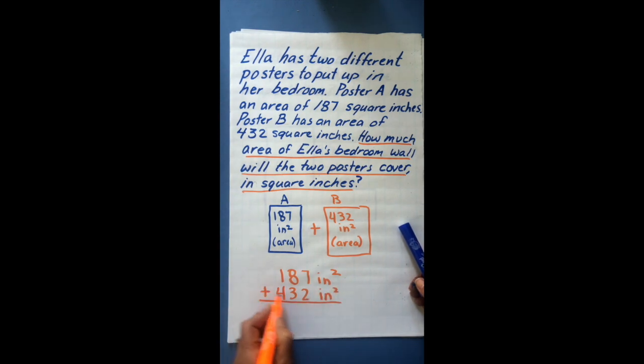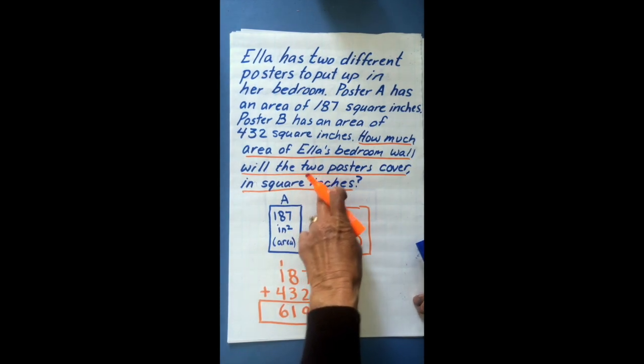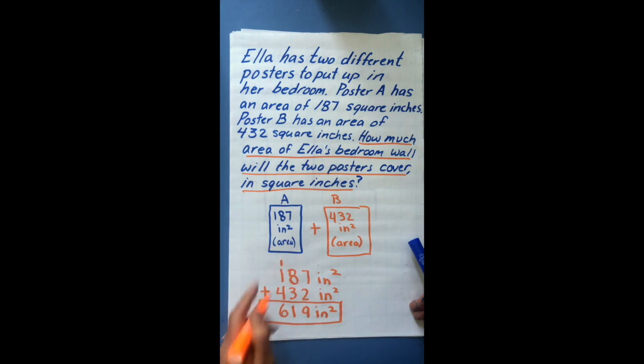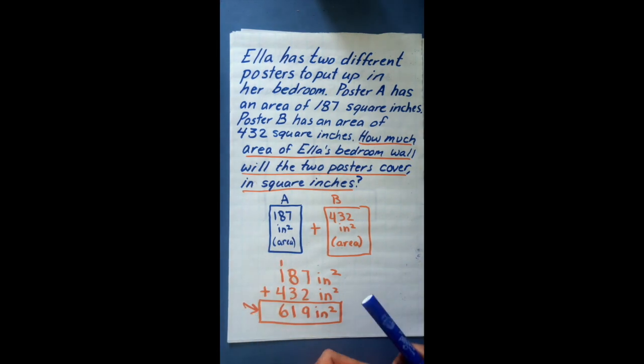I add those up, I get 7, 8, 9, 8, 9, 10, 11. So I put 1 down and carry 1. 4, 5, 6. And that's inches squared. Now, we know whenever we have square inches, we've got area. That's what it asked for. It asked for area and in square inches. So this is the answer right here.